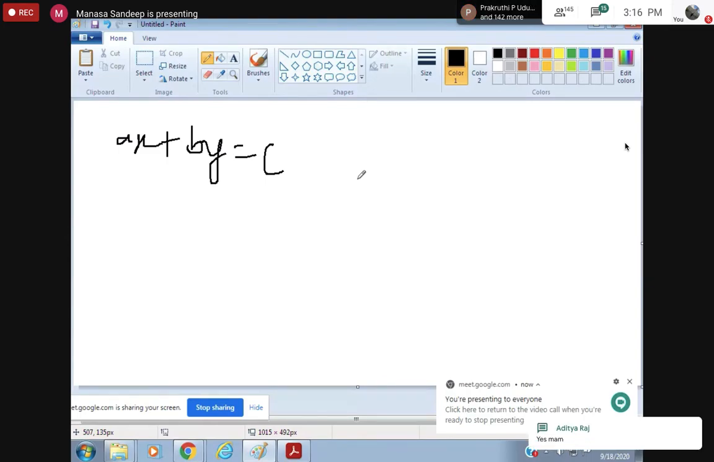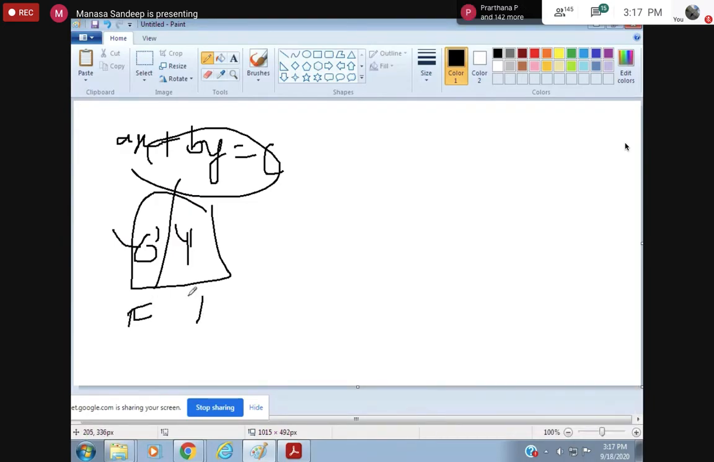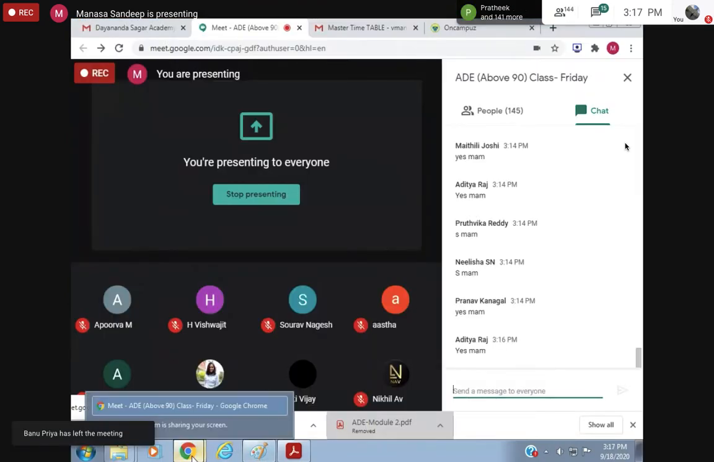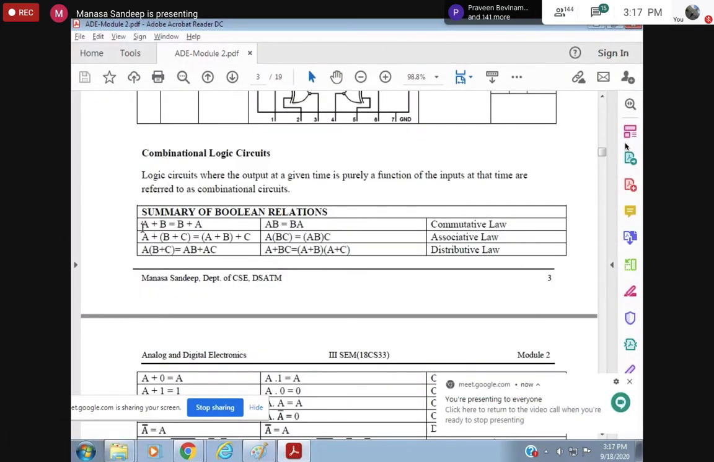Here, these variables will take only binary values, only Boolean values, 0, 1. 0 means false, 1 means true, something like that. Only two values, so that's why they are called Boolean algebraic expressions. Got it? Now, if you have a plus b, you can write it as b plus a. If you have a into b, you can write it as b into a, and it's the commutative law.